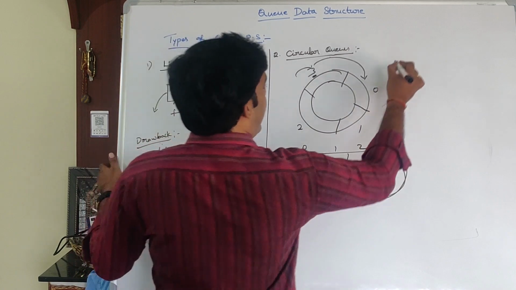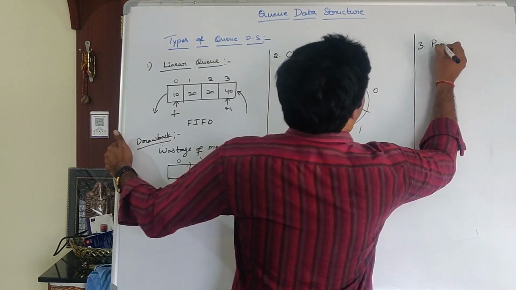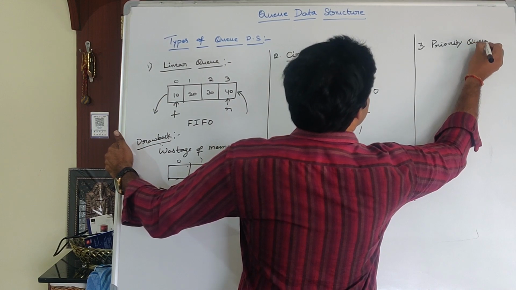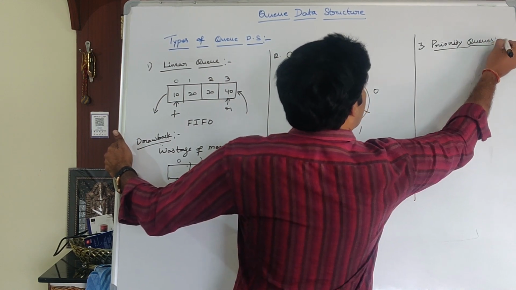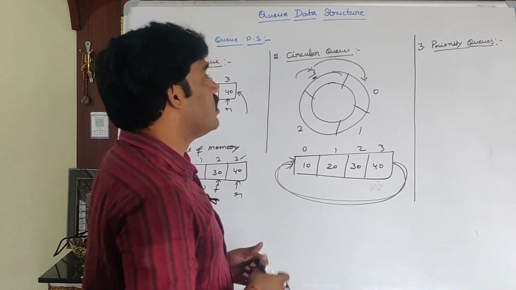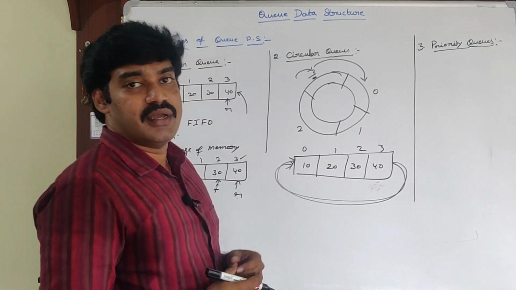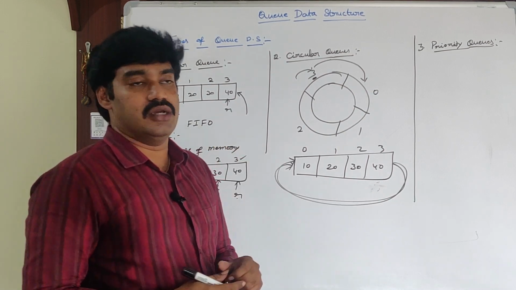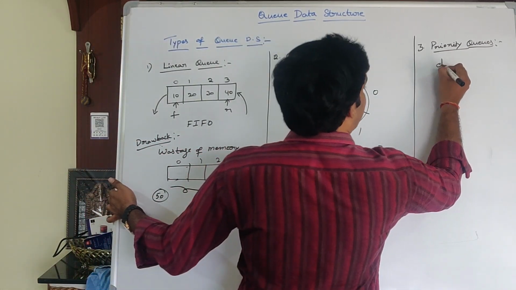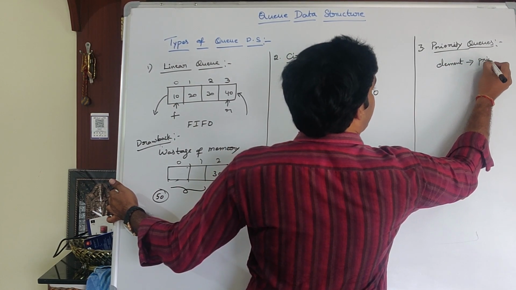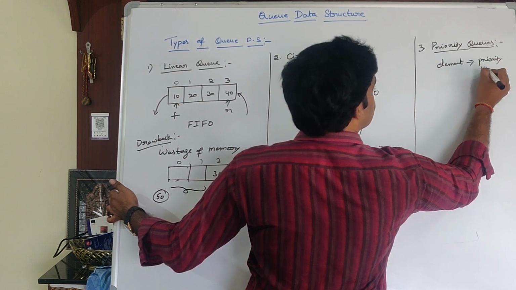Third one is priority queues. The priority queue principle is also the first in first out principle. What is meant by a priority queue? In a priority queue, every element is having the priority value.